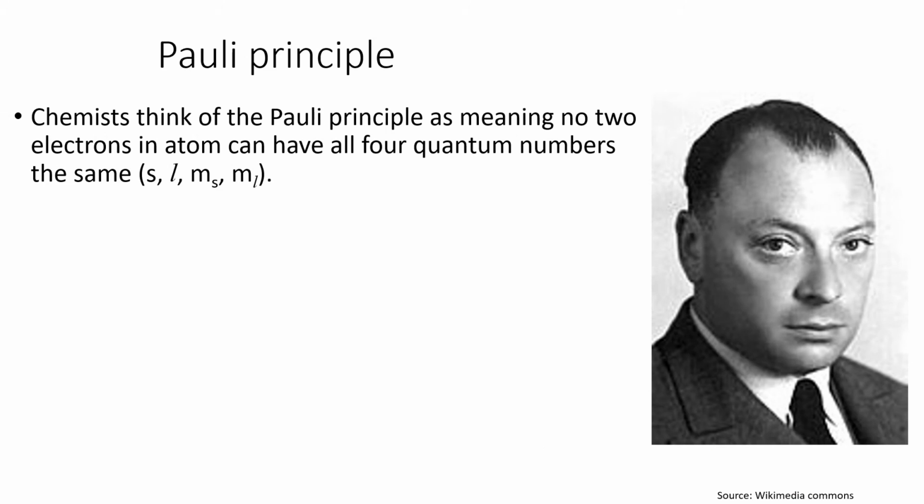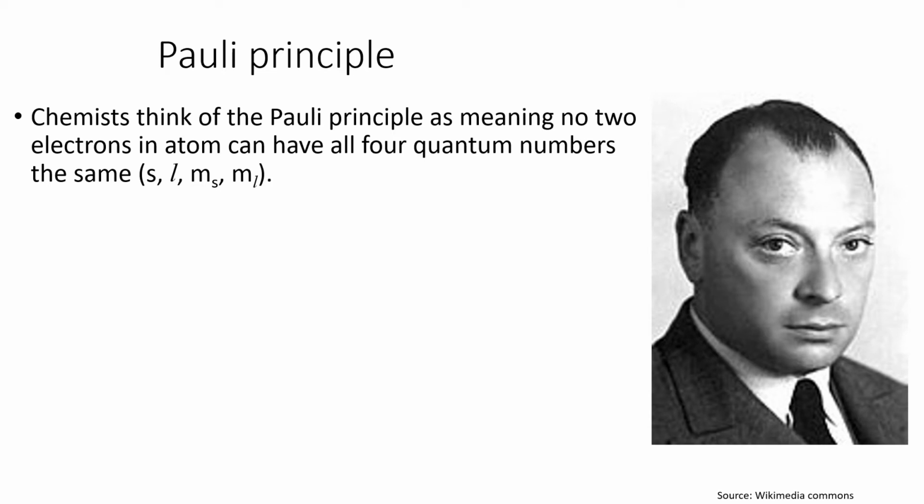So the Pauli principle. Chemists typically think of the Pauli principle as meaning that you can't have two electrons in an atom which have all the quantum numbers the same. Of course, if you had two up electrons, for example, in a 1s orbital, all the quantum numbers would be the same. You'd have L equals 0 and ML equals 0 if it's a 1s orbital. You'd have the shell quantum number equal to 1, and the ms would be the same if both the electrons were spin up.